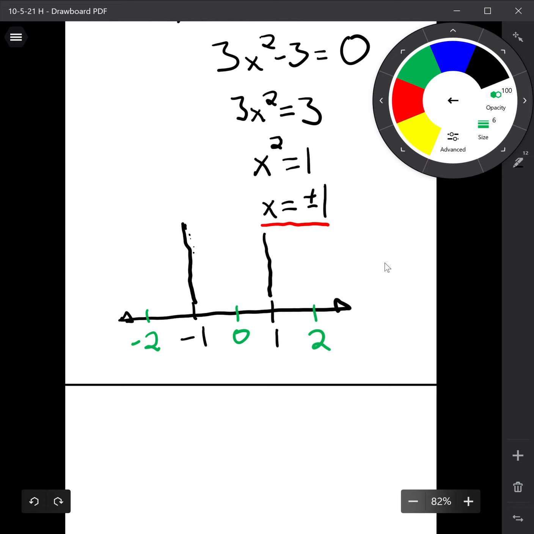Now we're testing these in the derivative. What I want to know is, am I increasing here or am I decreasing here? So what I need to do is to plug my test points into the derivative. So f prime of negative 2, f prime of 0, and f prime of positive 2 is what I'll do.